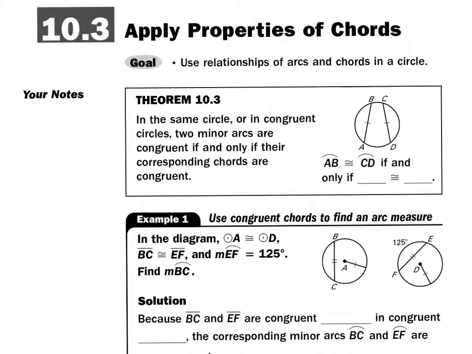Theorem 10.3. In the same circle or in congruent circles, two minor arcs are congruent if and only if their corresponding chords are congruent. This means that minor arc AB, right here, and minor arc CD are congruent if chord AB, which is the line segment, and chord CD are congruent, which they are because we have these little hash marks. So now we know that these two chords, or minor arcs, are congruent also.